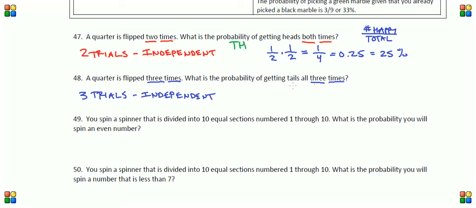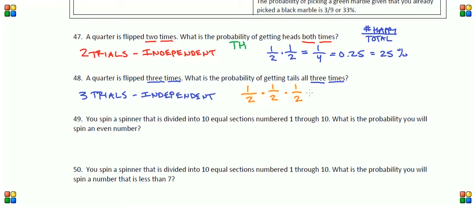Probability of getting tails the first time is one outcome makes me happy, that's tails, over 2 possible outcomes of heads and tails. Our second trial, we got 1 out of 2 again. Our third trial, we've got 1 out of 2 again. Remember, probability is the number of things that make me happy over the total number of things. So one event makes me happy, that's getting tails, and I have 2 possible outcomes, heads and tails.